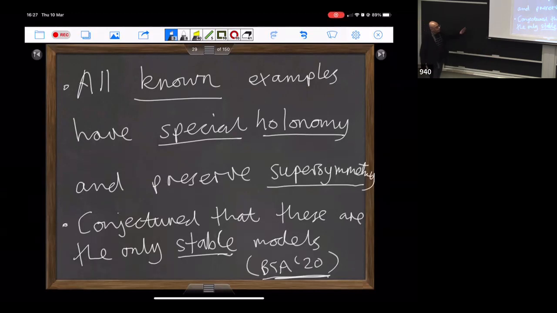And one might even suspect, since no counterexamples have been constructed in the last 50 years, that these are the only possibilities. And that would actually imply that this theory, in its geometric, low energy effective field theory description, predicts the existence of supersymmetry at some low scale.